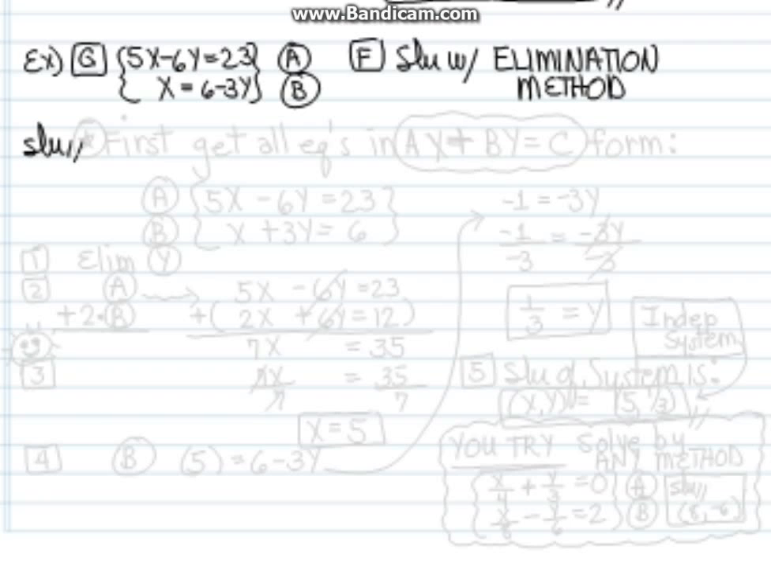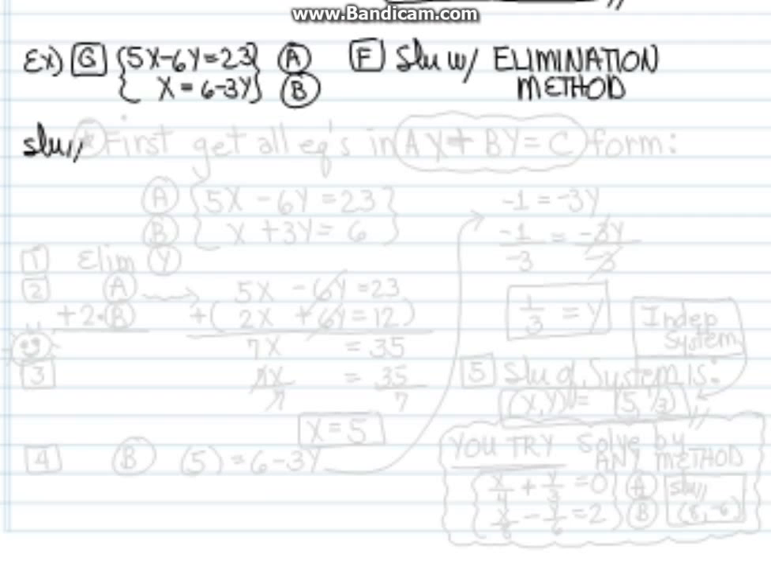Here we're given the system 5x minus 6y equals 23 and x equals 6 minus 3y. It's precisely the same system we were given in the previous video, but the instructions are different. Here we're told to solve this system using a different method. We're using the elimination method. This coincides with note number 116.